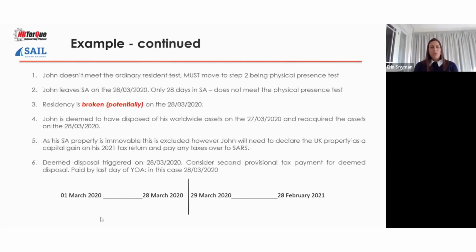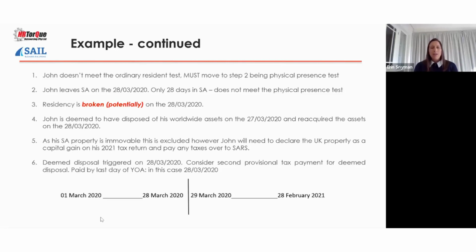So, first off, John doesn't meet the ordinarily resident test, so he has to move to step two, which is the physical presence test. Now, he leaves on the 28th of March, and the start of the tax year is the 1st of March, so he's only in South Africa for 28 days, in which case he doesn't meet that 91-day rule. So physical presence is broken, okay? His residency is potentially broken on the 28th of March, and I put that in red and bold because we still need to meet the 330-day rule. Now, let's assume John meets this rule. So John is deemed to have disposed of his worldwide assets on the 27th of March, and then he reacquires those assets on the 28th of March.